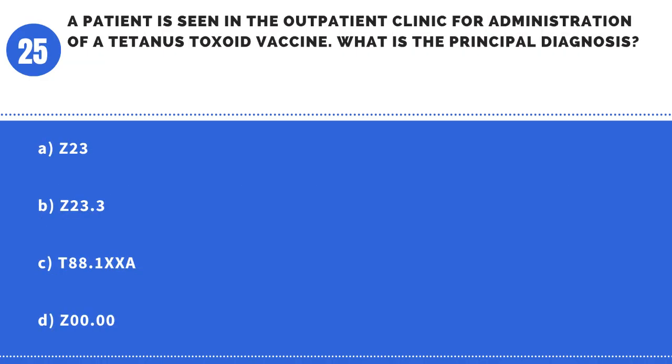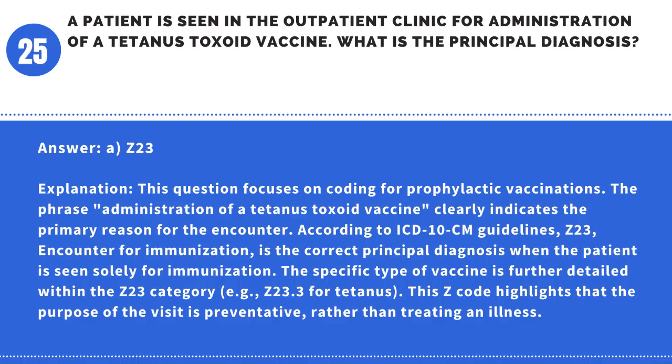Question 25. A patient is seen in the outpatient clinic for administration of a tetanus toxoid vaccine. What is the principal diagnosis? A. Z23. B. Z23.3. C. T88.1XXA. D. Z00.00. Answer, A. Z23. This question focuses on coding for prophylactic vaccinations.